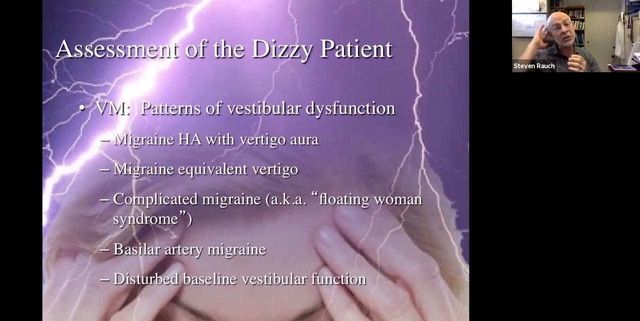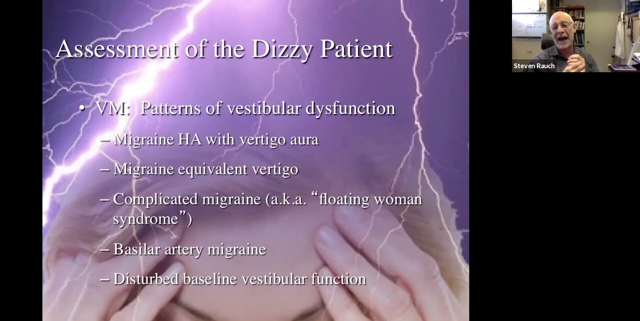And this is a posterior fossa vascular type migraine. They're rare, but the reason you want to know about it is an absolute contraindication to using triptan medications because of the risk of causing posterior fossa stroke. And then the last thing about vestibular migraine that I've added here is this thing about disturbed baseline vestibular function.